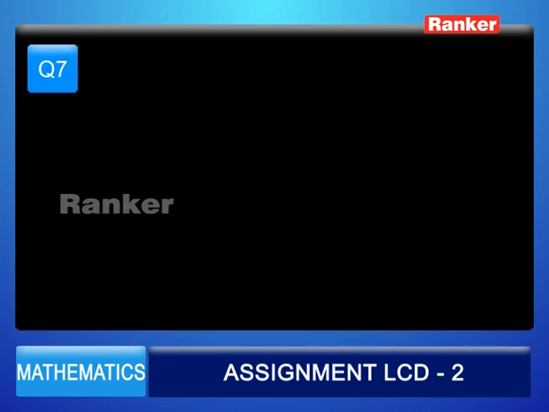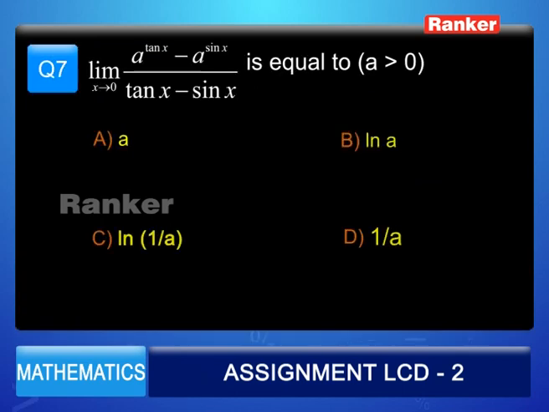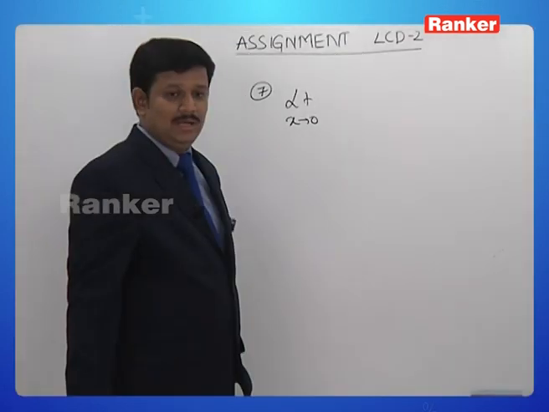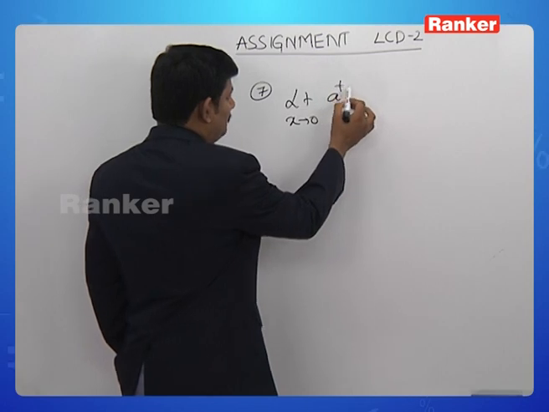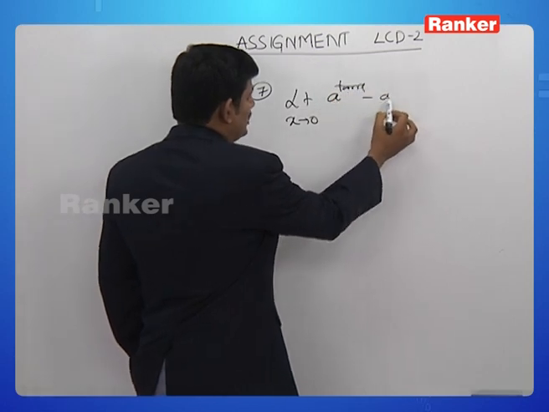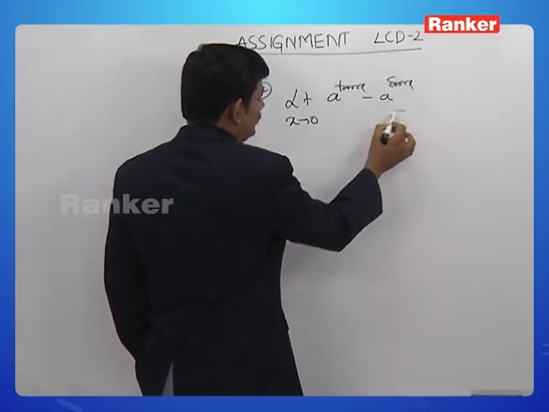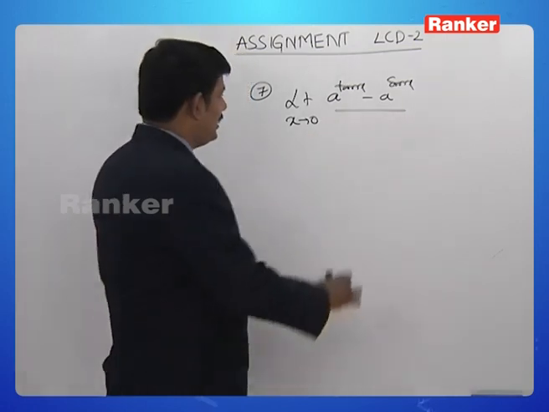Next question. Limit x tending to 0, a power tan x minus a power sin x divided by tan x minus sin x. We have to evaluate limit x tending to 0 of a power tan x minus a power sin x divided by tan x minus sin x.